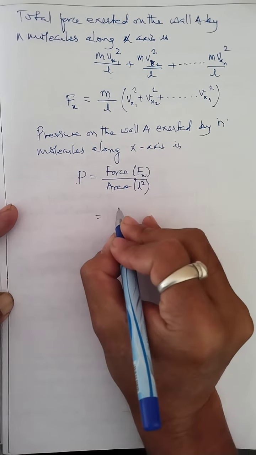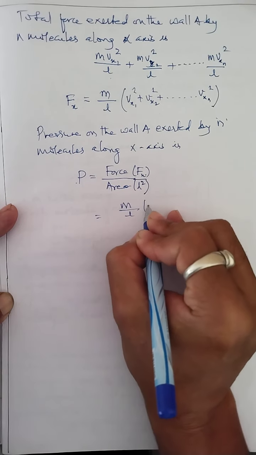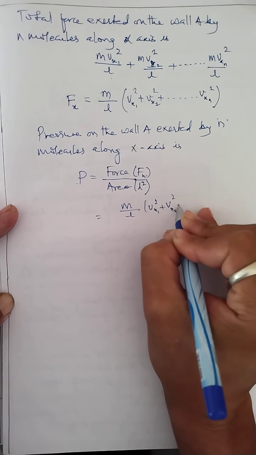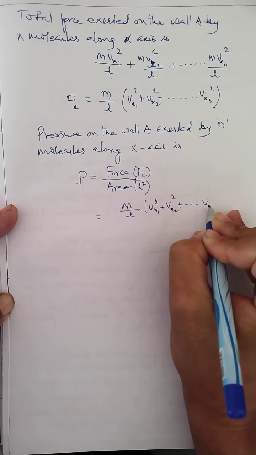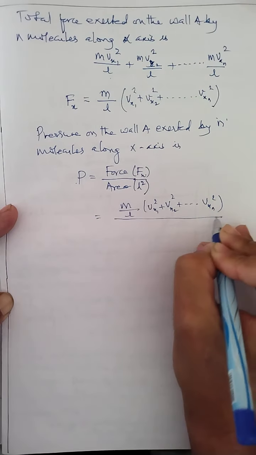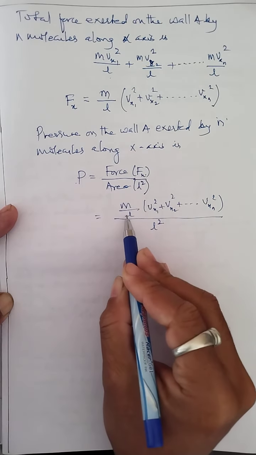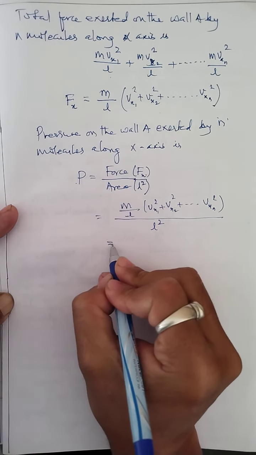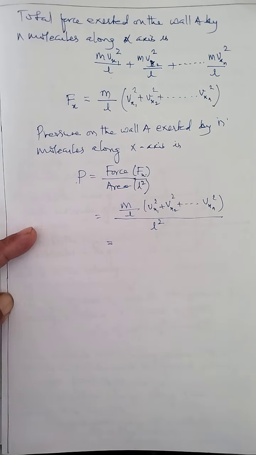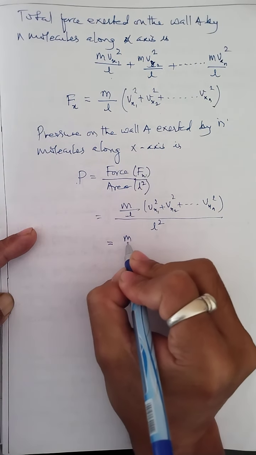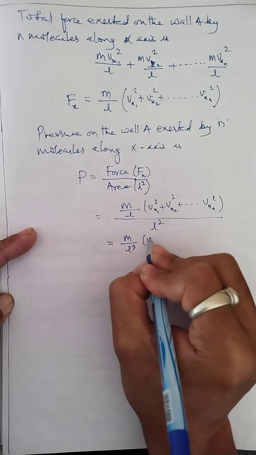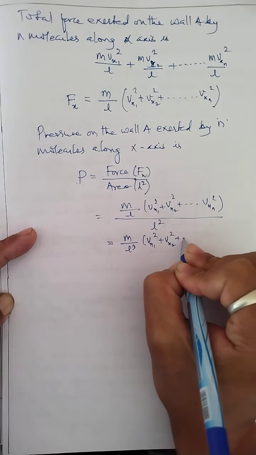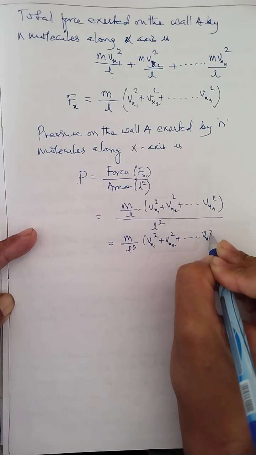So the force is m by L with vx1 square plus vx2 square, dot dot dot, up to vxn square, the whole divided by L square. Now this L and L square will multiply because it will be reciprocal. So we write this now as m by L cube, with vx1 square plus vx2 square, dot dot dot, up to vxn square.